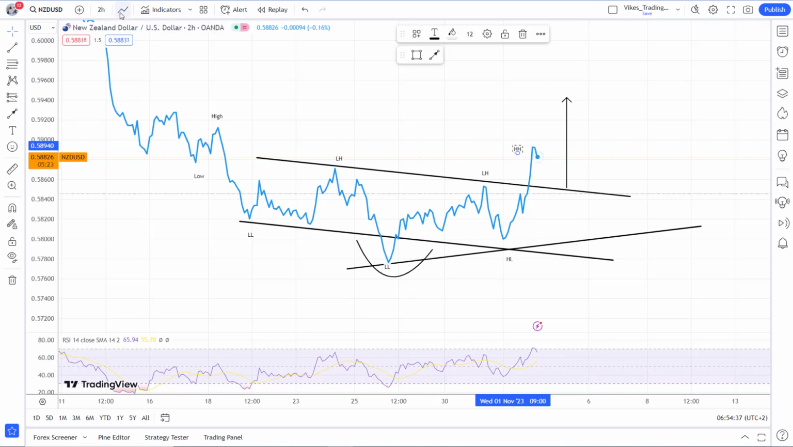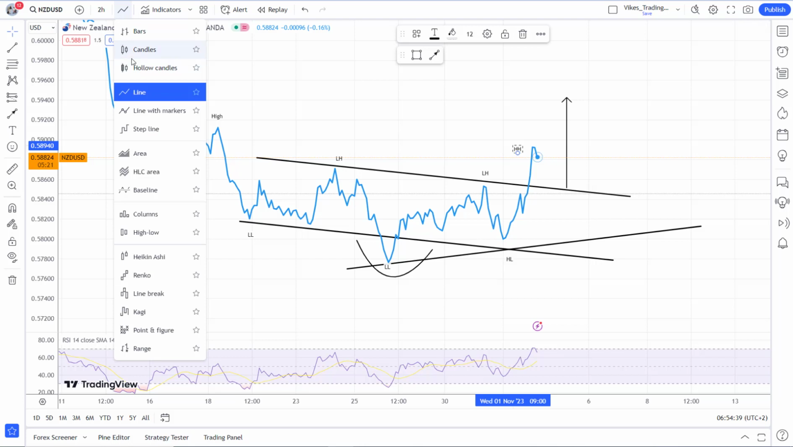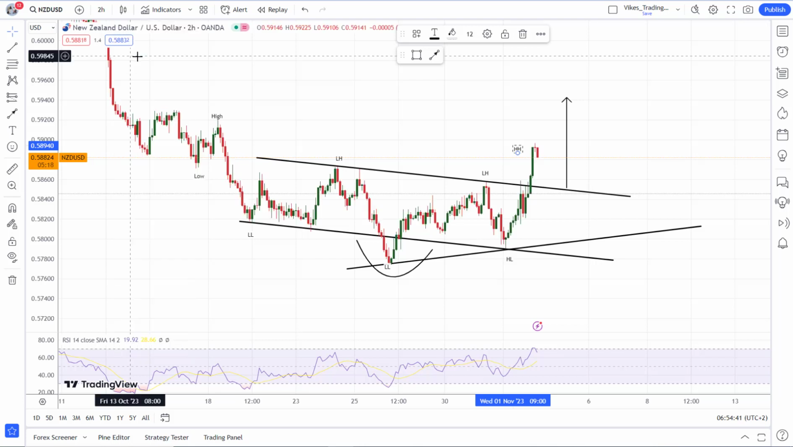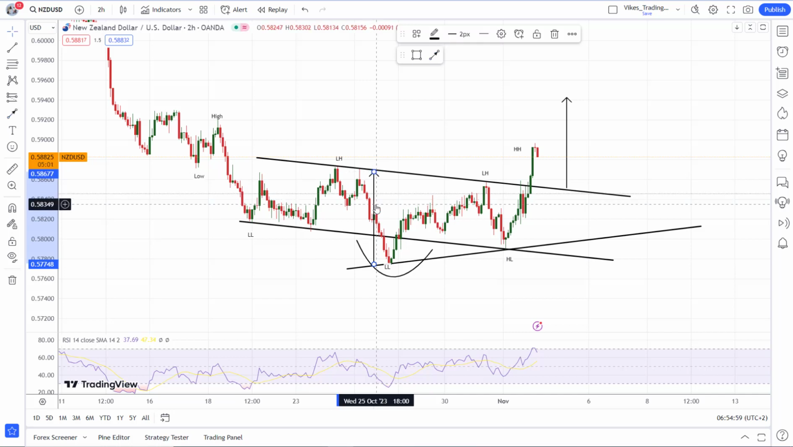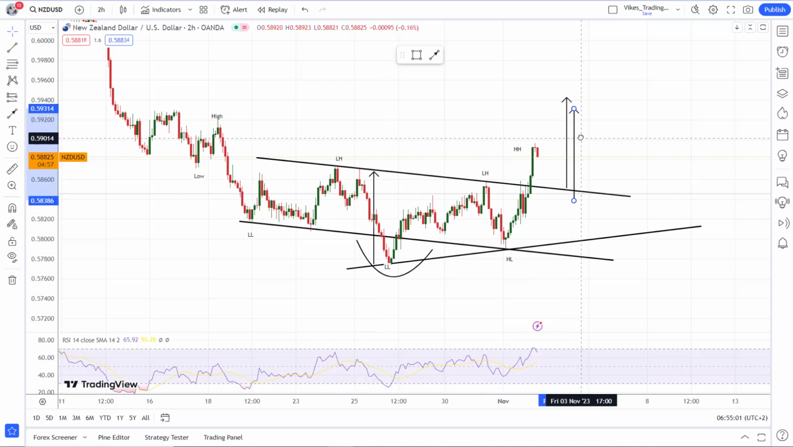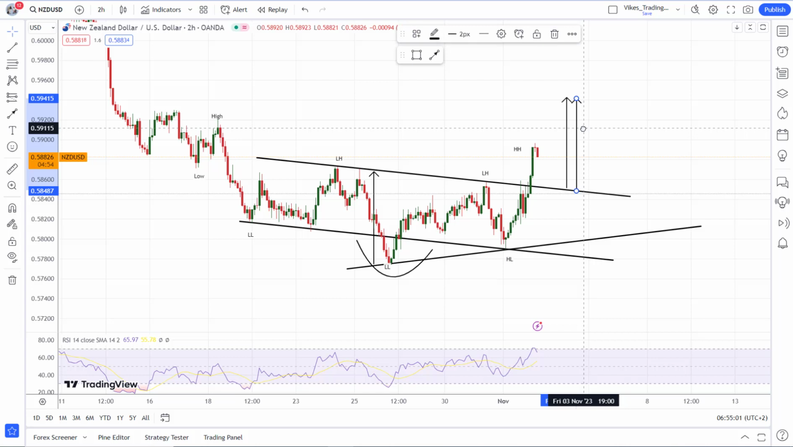Now, before I leave, let's return to our candlestick chart. I want to show you how you measure your TP. You can see our lowest point was here, our neckline was here. That is the same distance we expect price to move after it has retested the neckline.